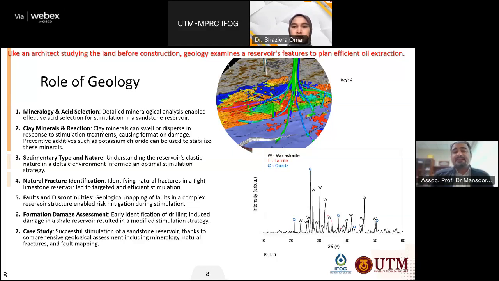However, by understanding the mineralogy of the reservoir, acid inhibitors can be introduced to control these reactions. So there are others such as natural fracture identification, faults and discontinuities, and also formation damage assessment. So this is very, very important for our case, and there will be a case study that I will present.